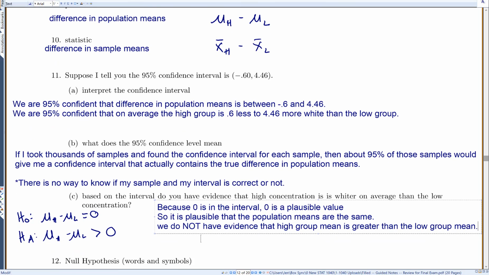So we don't have evidence, and in case you were going to wonder, it is not statistically significant. Statistically significant always means you have a p-value less than 0.05. We said it's plausible. That means we would have had a big p-value, so it's not statistically significant.